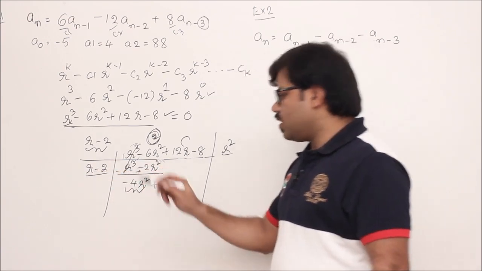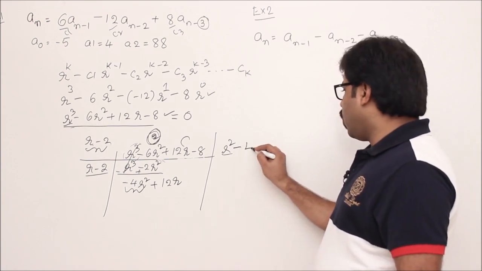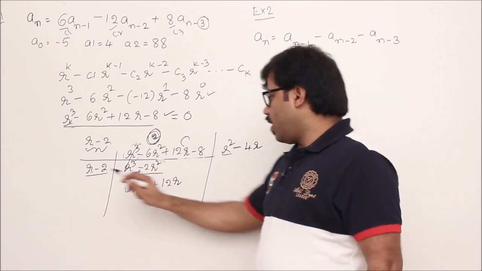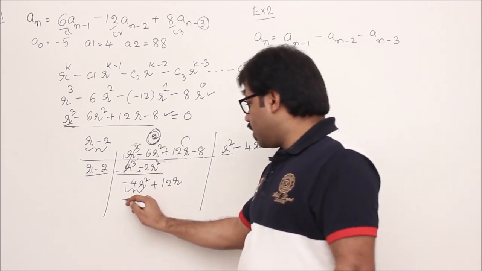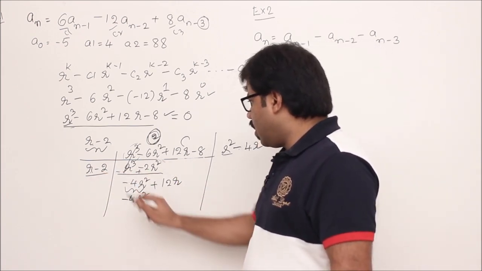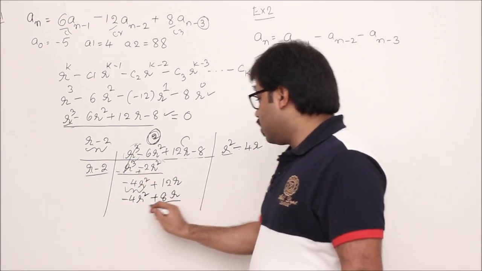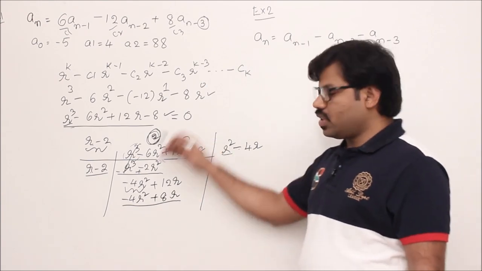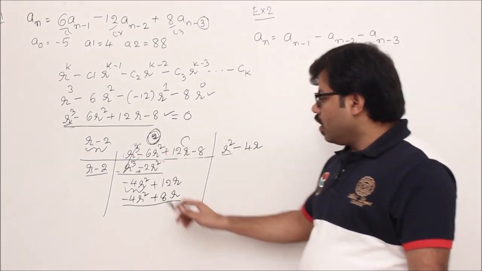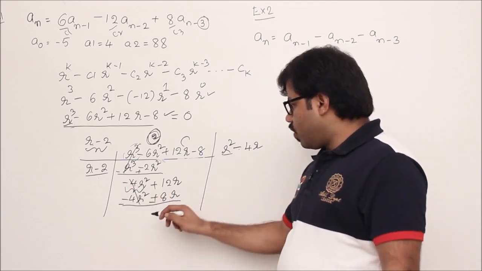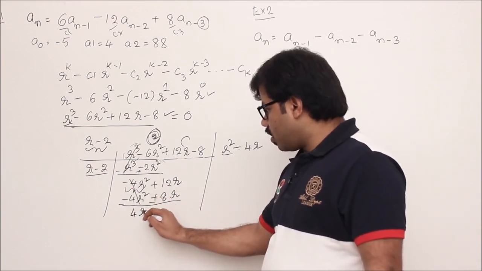So r into something is minus 4r square; that something is minus 4r. That's why we multiply with minus 4r. So now r into minus 4r will become minus 4r square, right? Minus 2 into minus 4r will be plus 8r. This is called the division process. You might already know it. Then subtraction. When you do subtraction, this will be cancelled. You get 12r minus 8r, 4r, right?